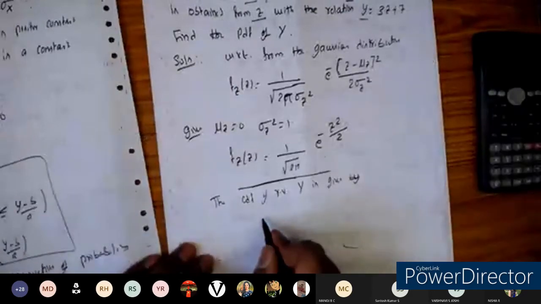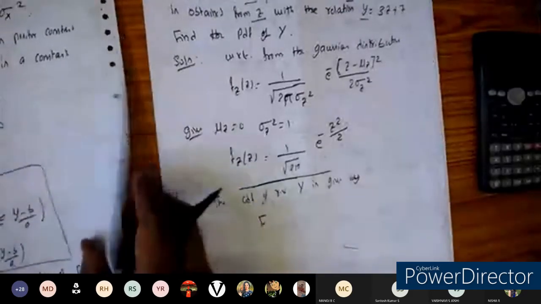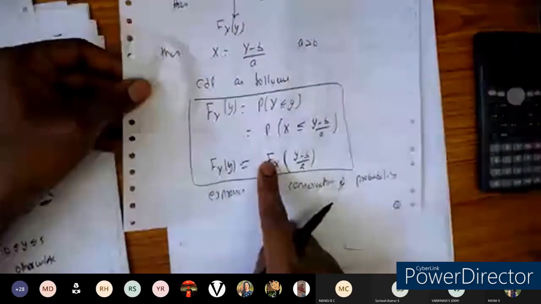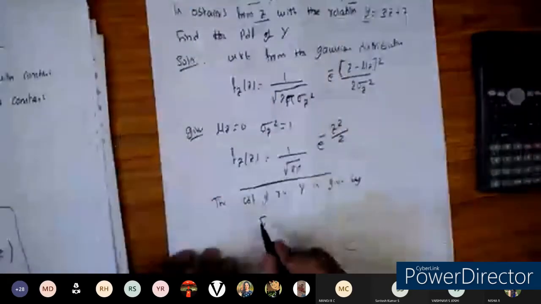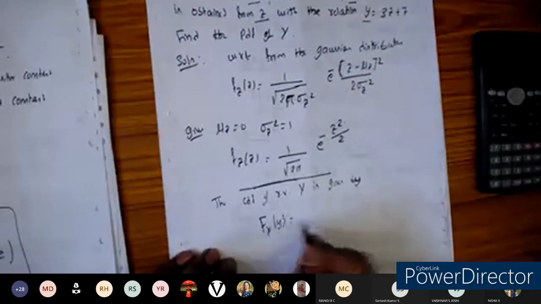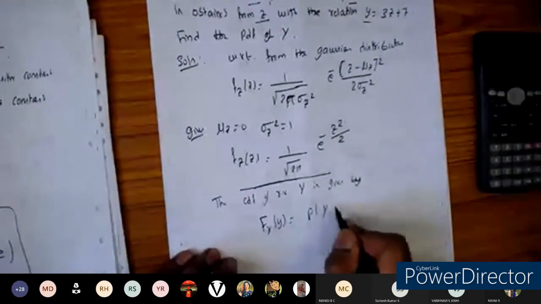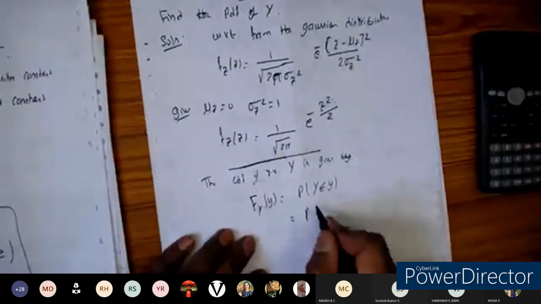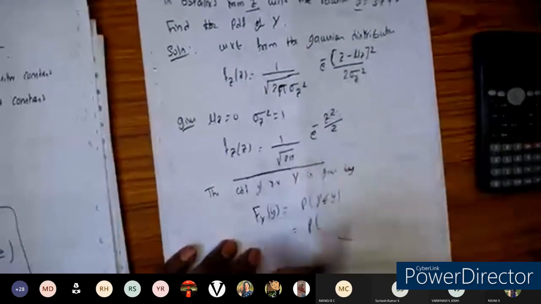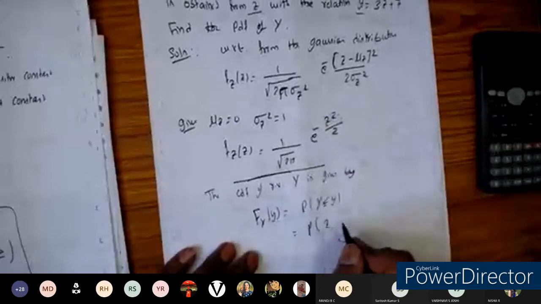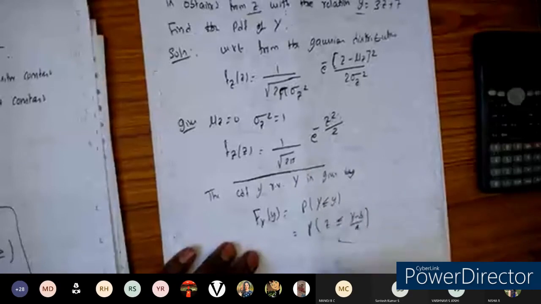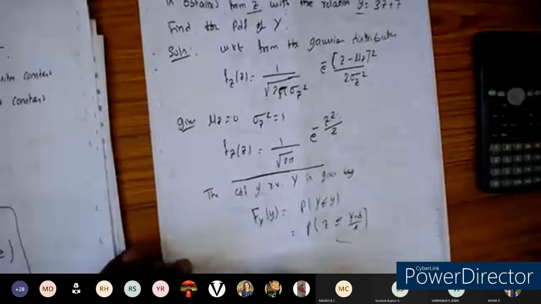By definition, I am going to use the same set of expressions here. So it is F_Y(y), which is equal to the probability that Y can take a value less than or equal to y. This is equal to the probability that, in place of x, I use z, so Z can take a value less than or equal to (y minus b) by a.